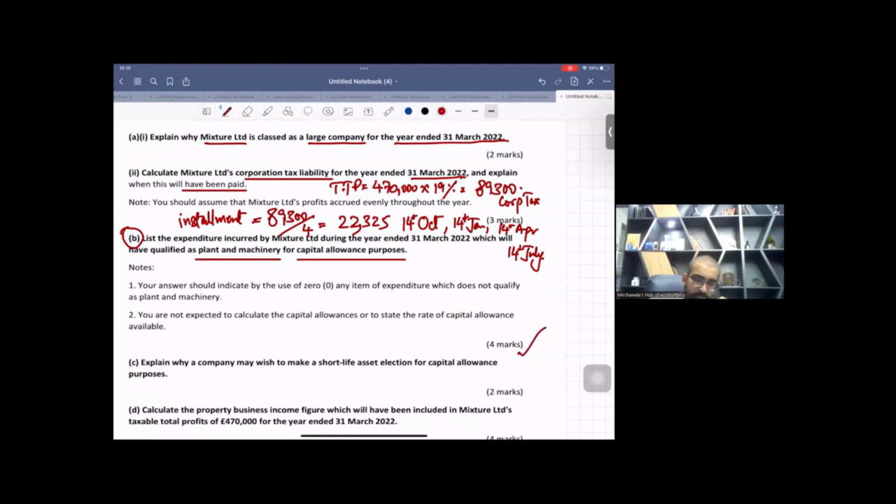That's it. 4 marks. Your answer should indicate by the 0 of any expenditure which does not qualify as plant and machinery. As plant or machinery, you are not expected to calculate the capital allowance. See, no need to calculate the capital allowance. No need to discuss the rate as well. This requirement is also done, students.